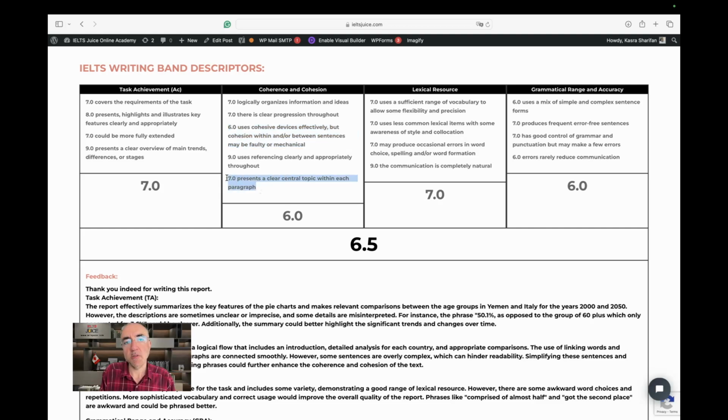Paragraphing focused mostly on the topic: one paragraph about Yemen, another paragraph about Italy, which makes your job a lot more difficult. Now, as for task achievement, things are quite fine, except the first one, it doesn't exceed 7 because we didn't do a very good job in comparing our data. So we just reported. Reporting is fine, but we just didn't fully address every element of the task that we wanted to see.